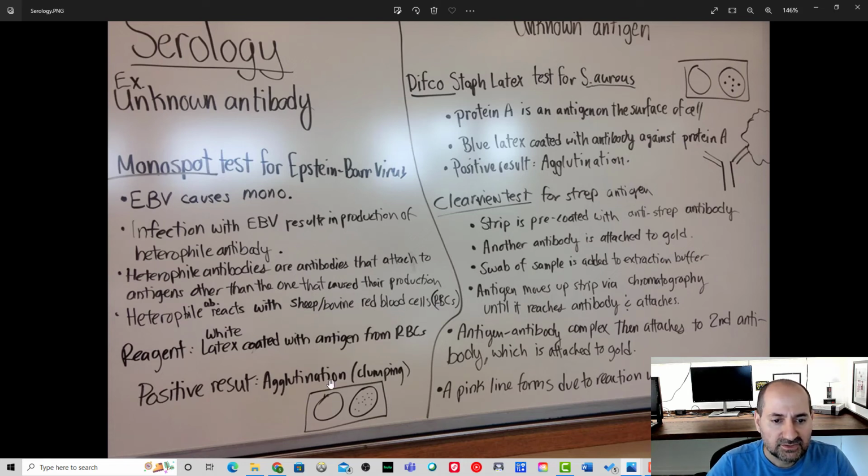So the serological test has a reagent, which are these white latex-coated beads with antigen. There's antigen on these white latex-coated beads from red blood cells. A positive result would see agglutination, which means clumping of those white beads. If you see the white beads clumping, this means that the sample has the antibody in it, and the antibody is causing these beads to clump up because the beads have the antigen.